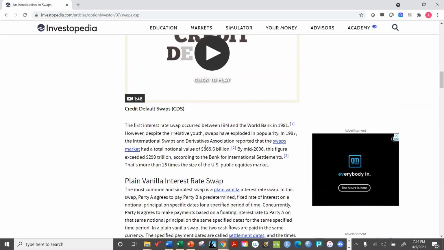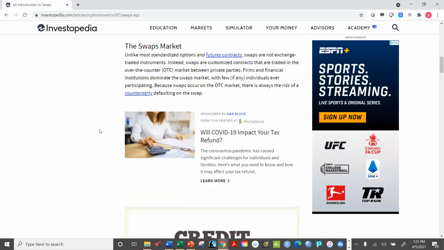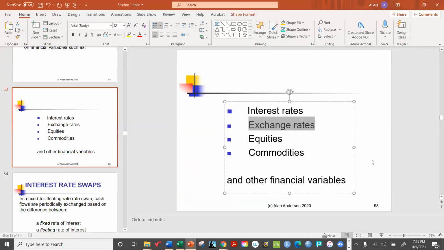Six years later, the notional value was 865.6 billion. And by 2006, this figure exceeded $250 trillion. More than 15 times the size of the US equities market. All the stock markets combined have market capitalizations 1/15 of the volume of trading in swaps. Wow. That's a big number. Whoa. Okay. So what is this all about?